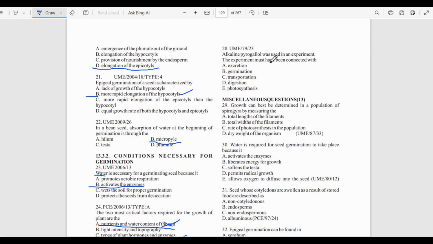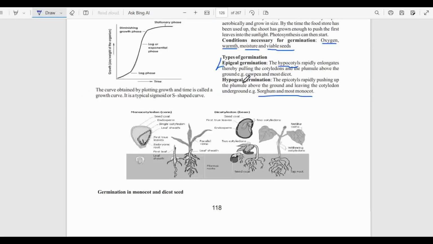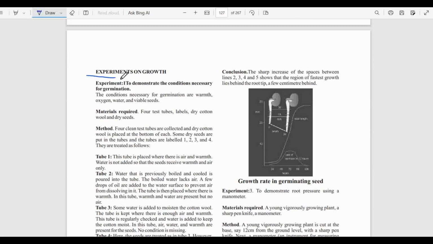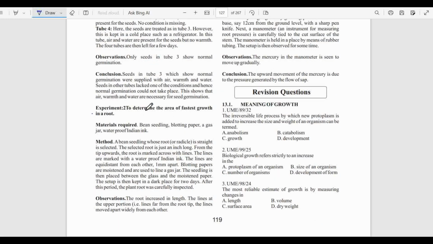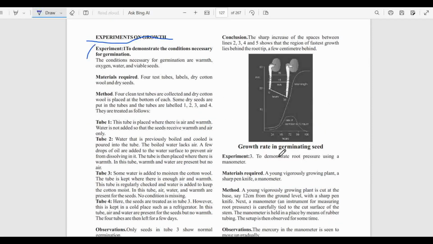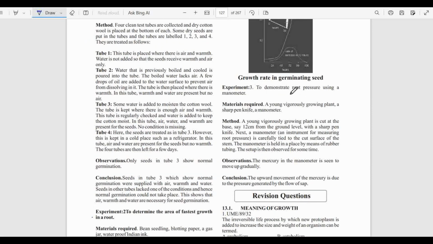Question number 28. Alkaline pyrogallol was used in an experiment. Then the experiment must have been connected with what? If you remember, I told you there are experiments under growth. If you look at the book, there is a part that talks about experiments on growth, right? You have experiment one to demonstrate the conditions necessary for germination. You have experiment two to determine the area of fastest growth in the root. Experiment three demonstrates root pressure using a manometer.